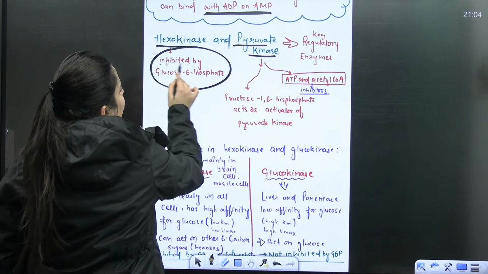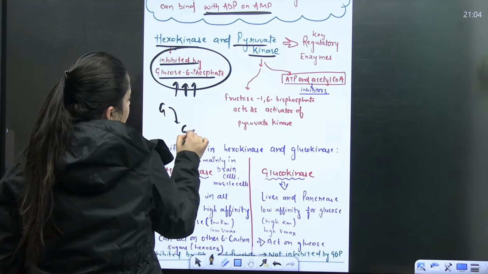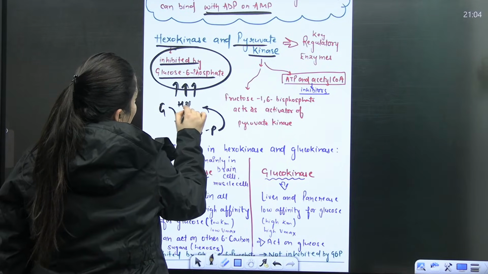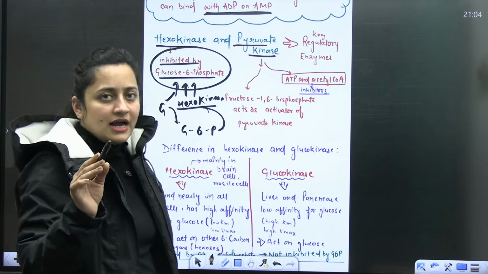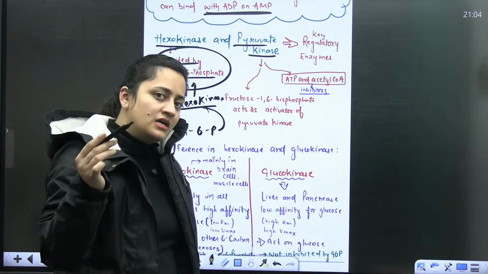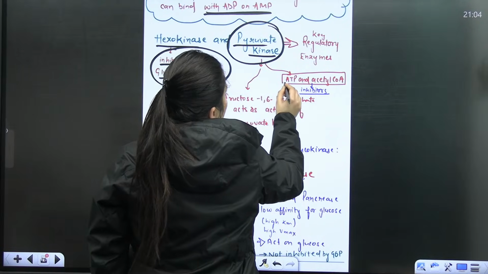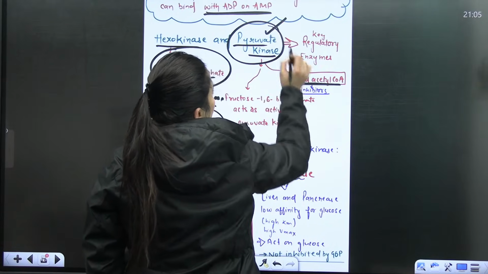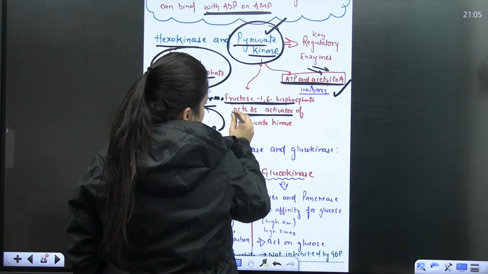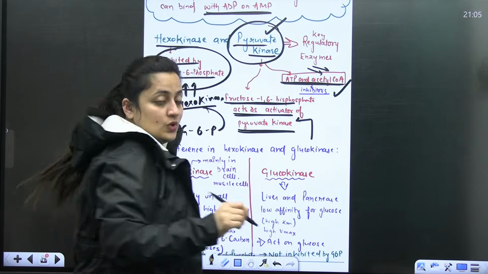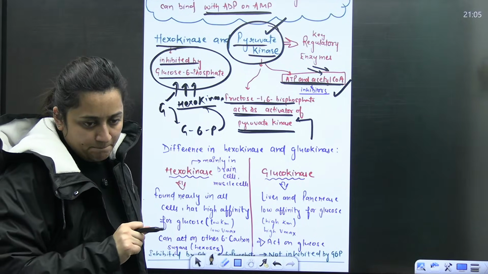Hexokinase is inhibited by excess glucose 6-phosphate. Look at this, glucose is making glucose 6-phosphate, so it can itself prevent the activity of hexokinase. And once phosphofructokinase forms fructose 1,6-bisphosphate, it is a go-ahead signal to proceed to the next step. Then pyruvate kinase: ATP and acetyl coenzyme A are the inhibitors, and fructose 1,6-bisphosphate acts like an activator, because once it is formed, it is a signal that we have to carry forward the steps, right?